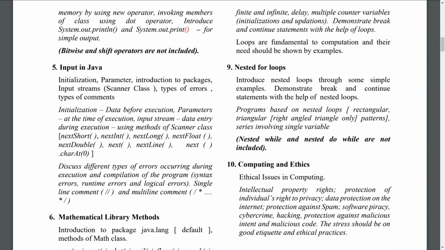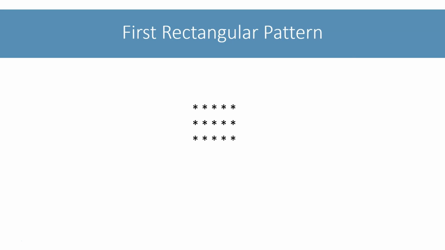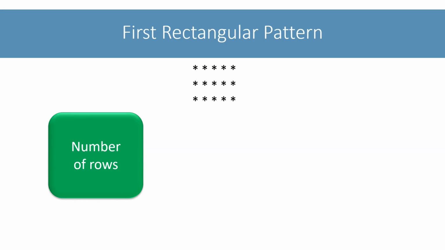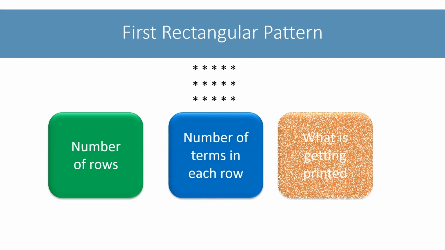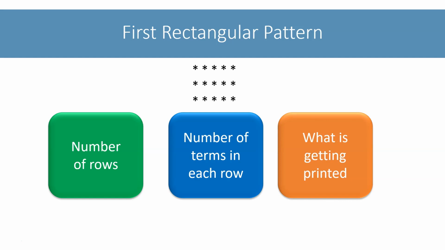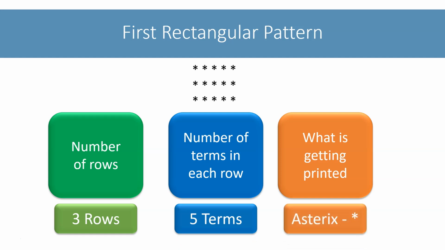Okay, so with that out of the way and scope of our pattern programming discussion defined, let's start by looking at a few simple rectangular patterns. This is the first pattern that we will learn. In a pattern, there are three basic things. First is the number of rows in the pattern. Second is the number of terms getting printed in each row of the pattern. You can also think of it as the number of columns in the pattern. And the third one is what is getting printed in the pattern. For this pattern, the number of rows is 3. Each row has 5 terms in it, and each term is a star or asterisk.